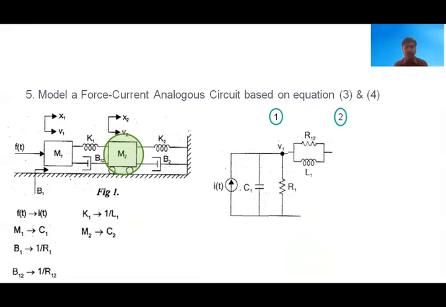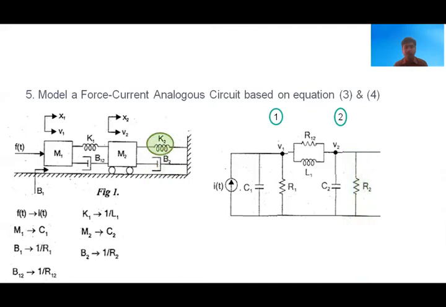At the second node, we have the mass element M2, whose analogous parameter is C2. So connect a C2 in parallel to the circuit at node 2. And the next element is dashpot B2. Analogous parameter in electrical is 1 by R2. So take a resistor and connect it in parallel to this C2.